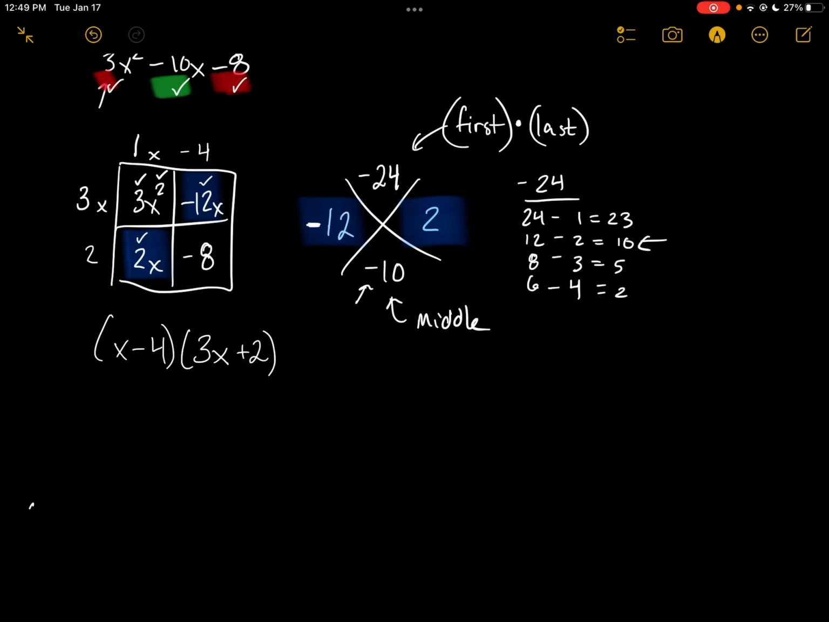So the final answer for this is x minus 4, and then 3x and positive 2. This is the factored form.